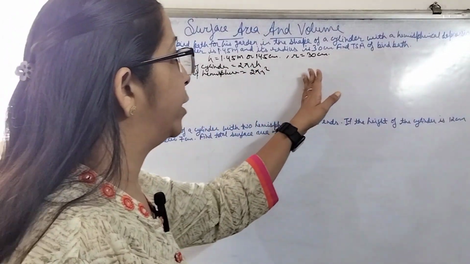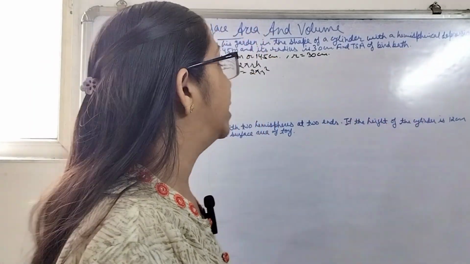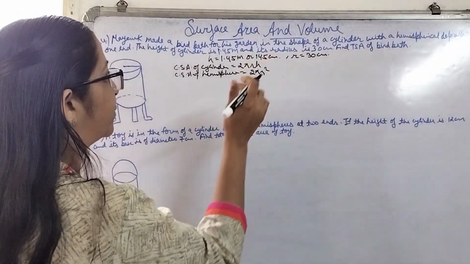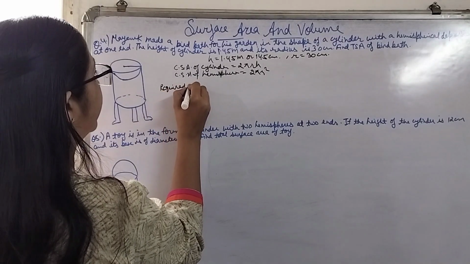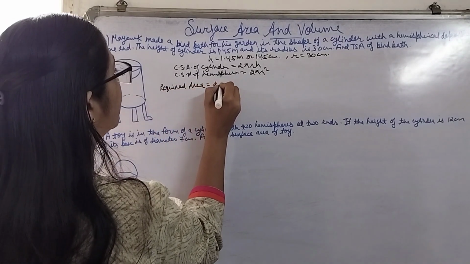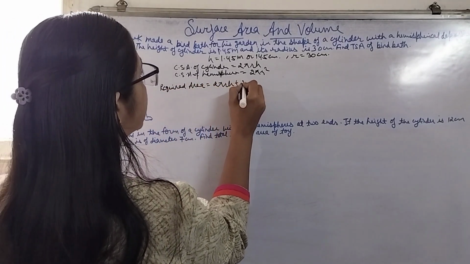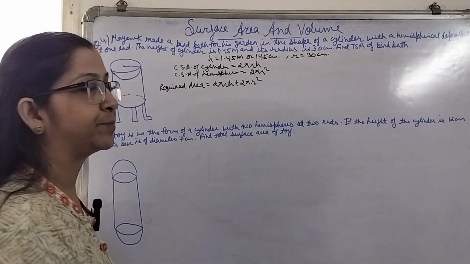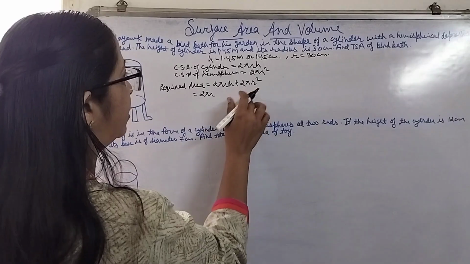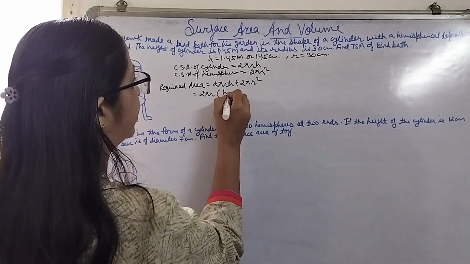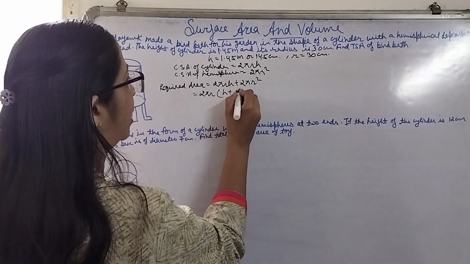That means what is required? Your total surface area of the bird bath will be the sum of these two. That means the required area will be your 2 pi r h plus 2 pi r square. Over here 2 pi r could be taken common, and the remaining will be h here and r here.